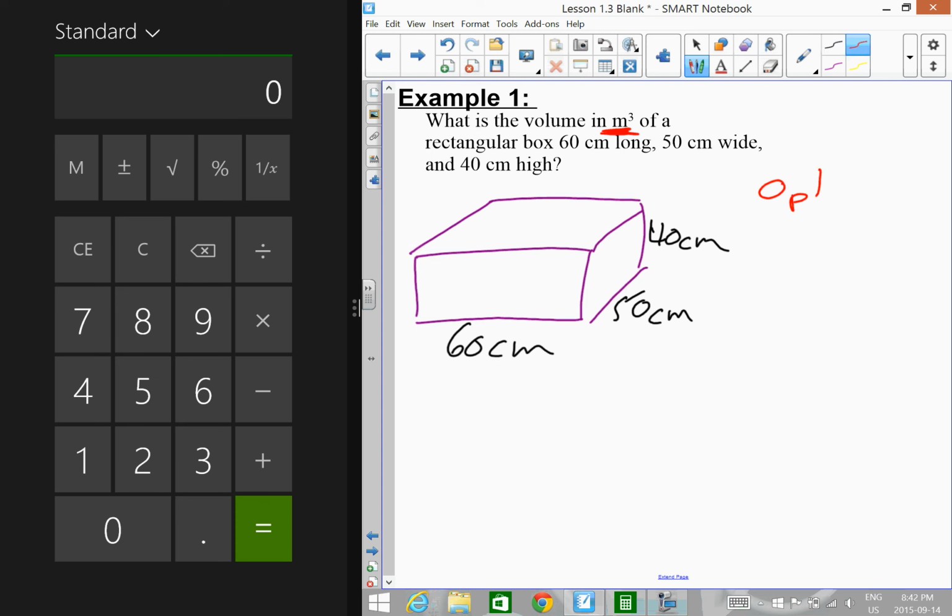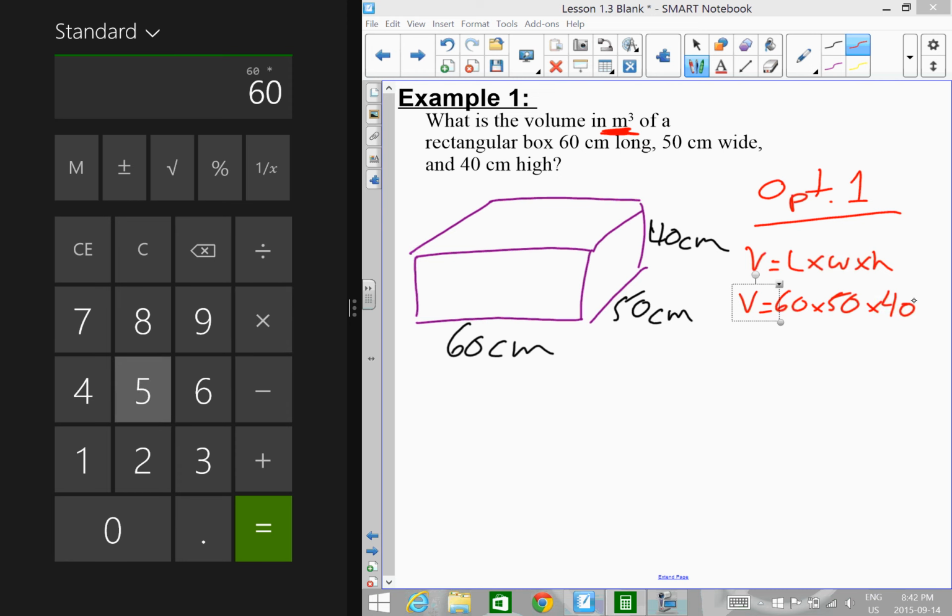Option 1. All right, let's figure out the volume first. Volume is length times width times height. So I'm just going to sub in stuff into my formula. My length was 60. My width, that was 50. And my height, that was 40. So I want to punch that into my calculator.